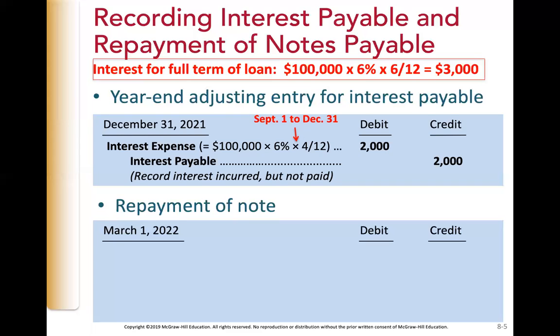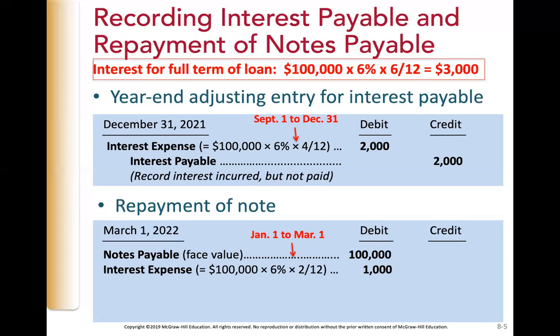Now, next year comes around, March 1st comes, it's time to repay the note plus the interest. So we have to repay everything back. When it's time to repay everything back, we have to pay back the note at face value. So we want to debit the notes payable for $100,000. That gets the note payable off our books. It's down to 0. The note is gone.